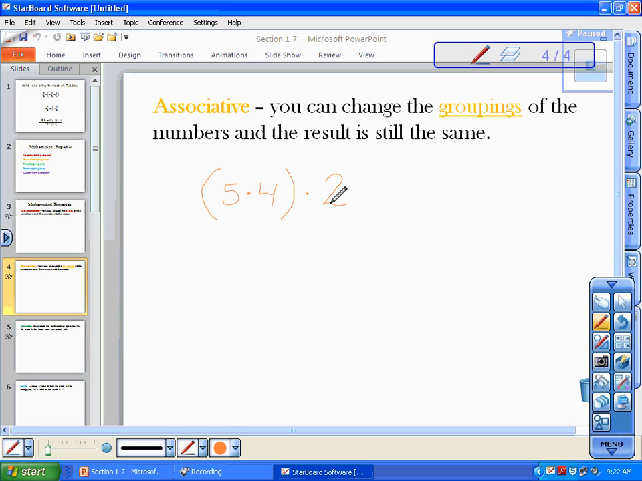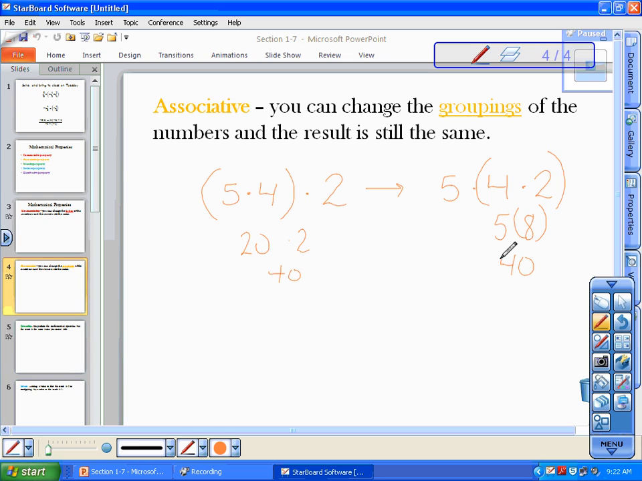Let's go ahead and calculate this result. Order of operations says we must do what's inside parentheses first. 5 times 4 is 20, and then 20 times 2 is 40. Associative property says if we change the groupings, we should still end up with the same result. So let me take this same problem. Notice I'm going to write the numbers and the operations in the same order. I'm simply going to change which values are inside the group. This means I have to do 4 times 2 first. This is a quantity of 8. And again, if I multiply 5 times 8, I still end up with 40.